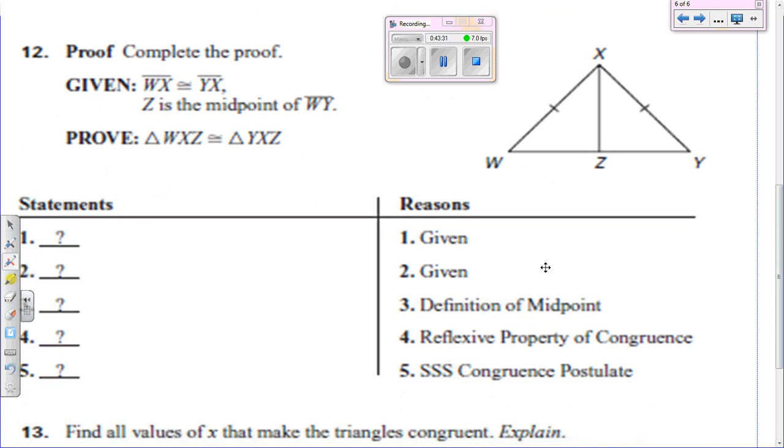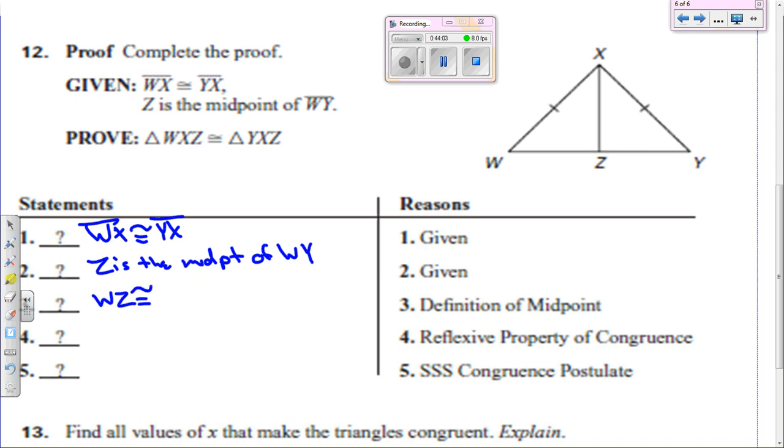Number 12, complete the proof. Given. So we're going to go WX is congruent to YX. We can say Z is the midpoint of WY. Definition of midpoint means that we can then say WZ is congruent to YZ.